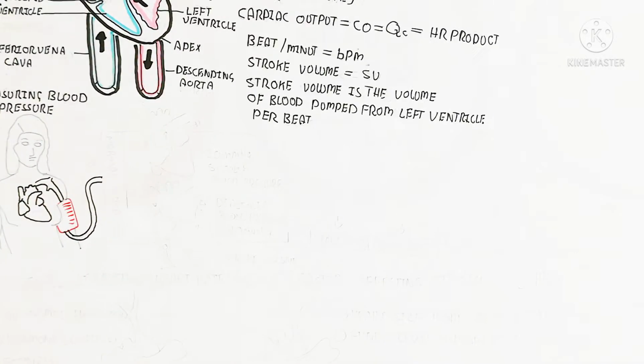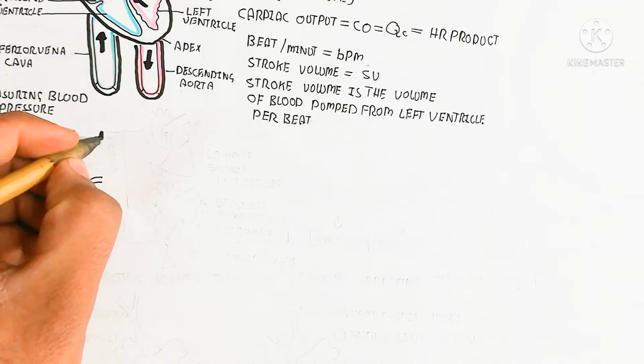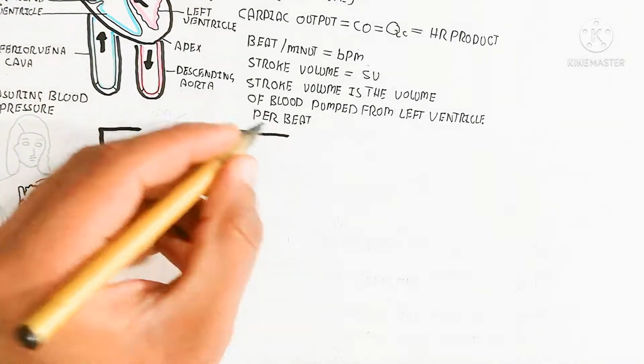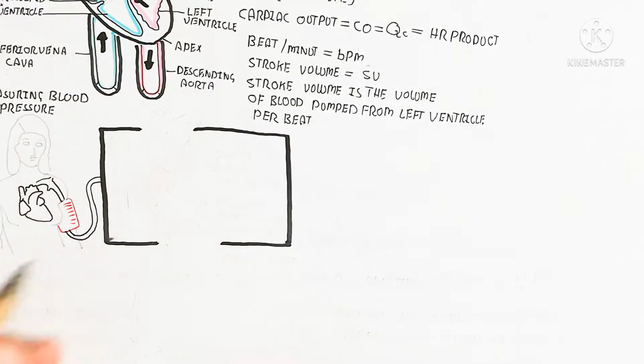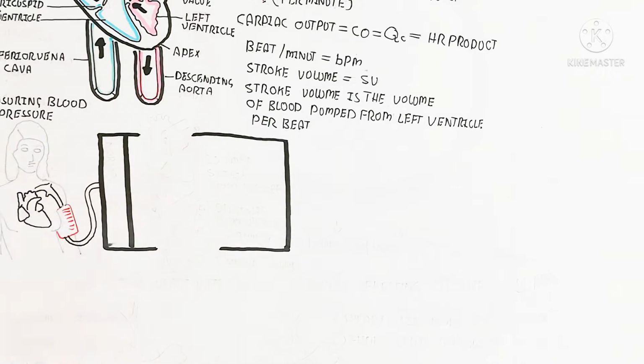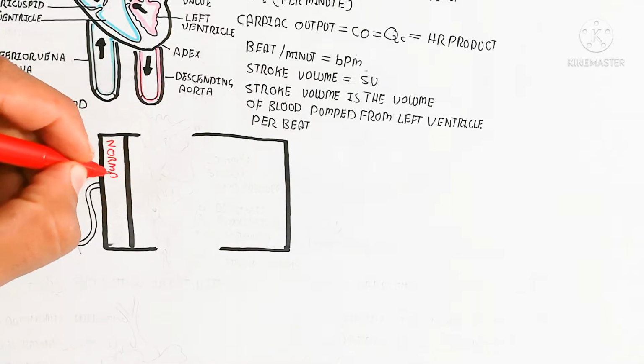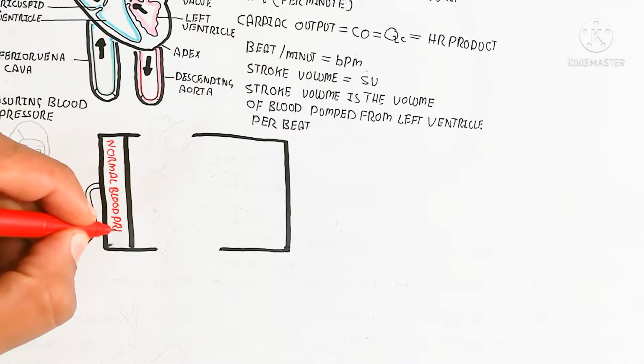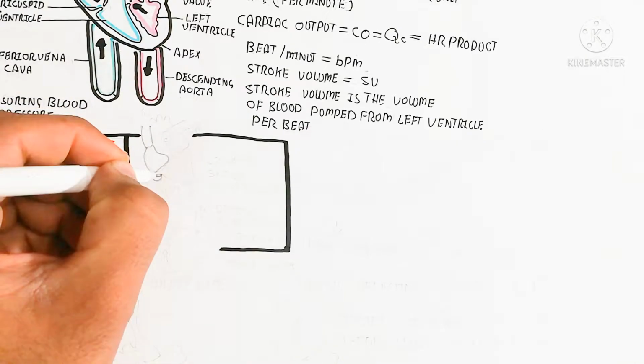So here is a person. For example, I am checking the heartbeat of a normal person. This normal person has a normal blood pressure, normal during the systole and diastole. Let's begin by understanding the systolic pressure. Systolic pressure means the blood pressure due to the heart contraction.